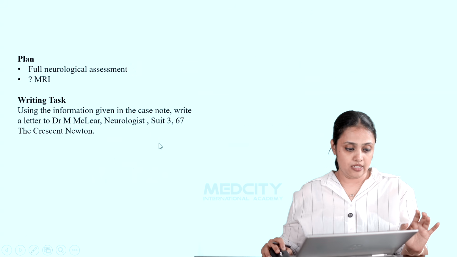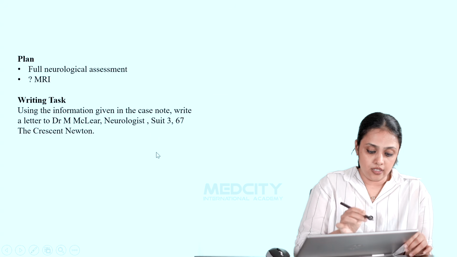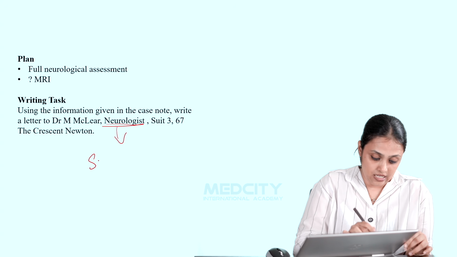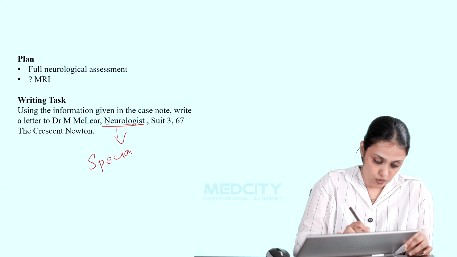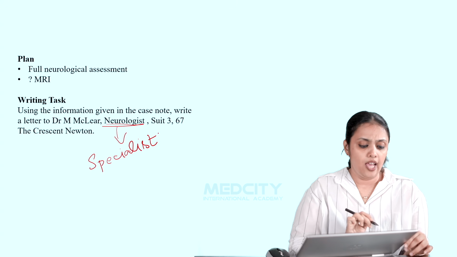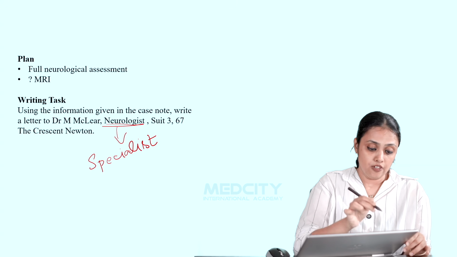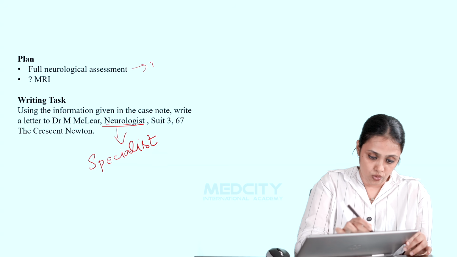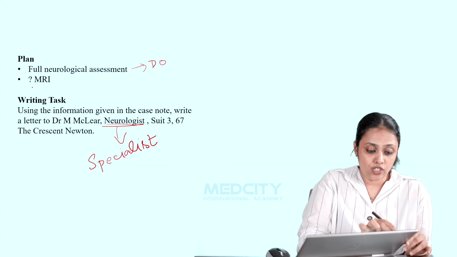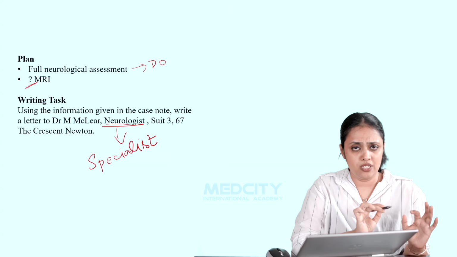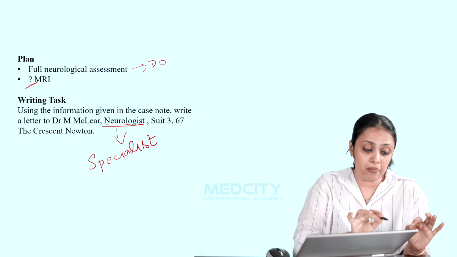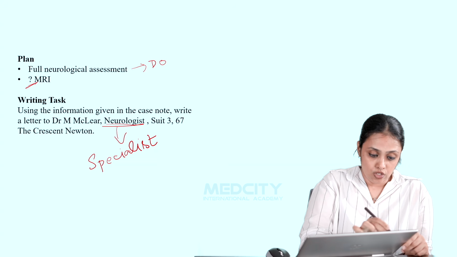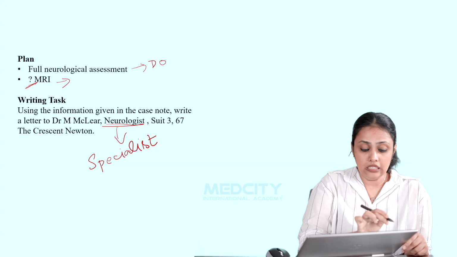Now let's look at another example. Here, who is the reader? The reader is a neurologist. So it's a specialist. You have to make a note of that. And what are the points given in the plan? Full neurological assessment. Of course, this is something which the reader has to do. And question mark MRI. Question mark MRI means you're not very sure that the MRI is required. Maybe an MRI might be required. So this also you have to tell the reader.